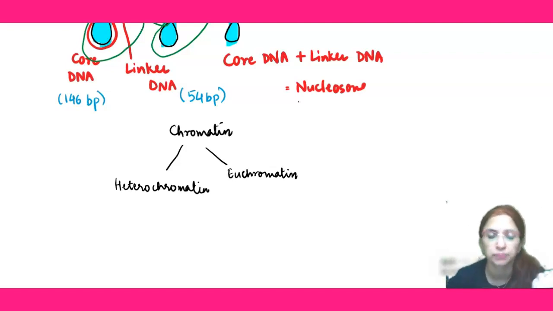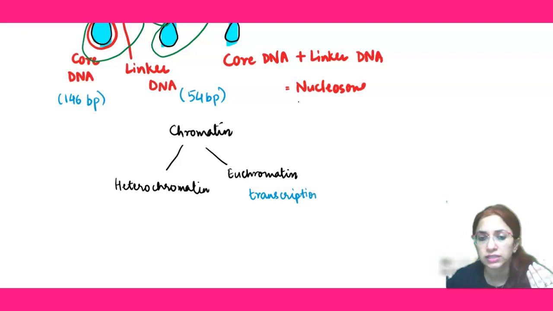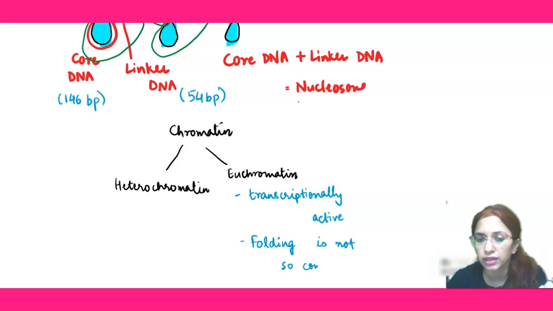So one thing very important, euchromatin is transcriptionally active. That means this will help in the transcription, and transcription is the process of formation of RNA from the existing DNA. So this part of the chromatin, which is named euchromatin, is transcriptionally active because the folding is not so compact. That is why they can unwind, enzymes can bind, and transcription will happen.